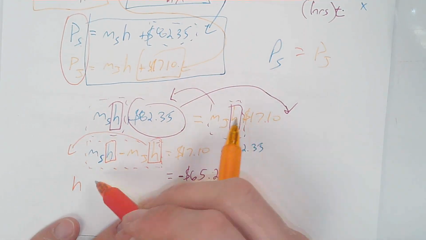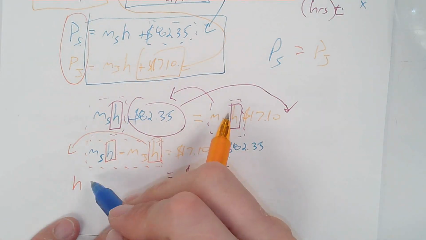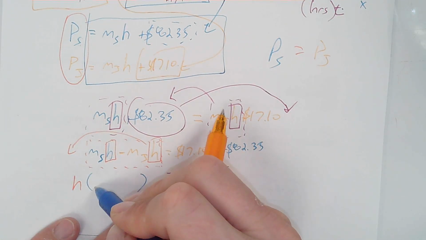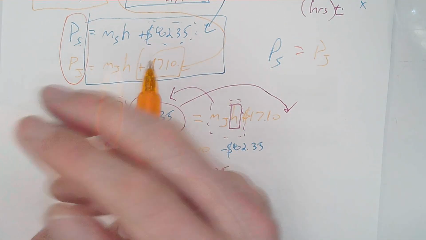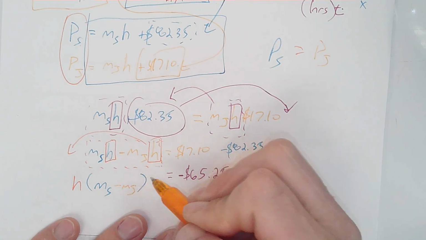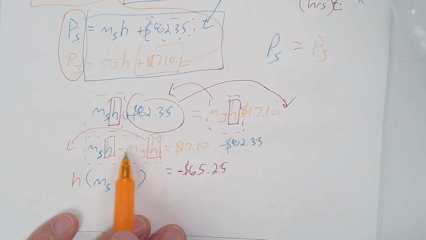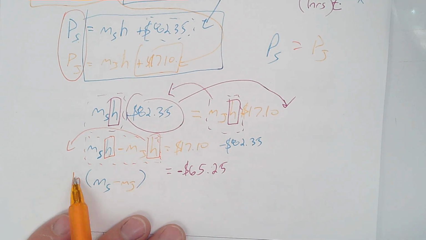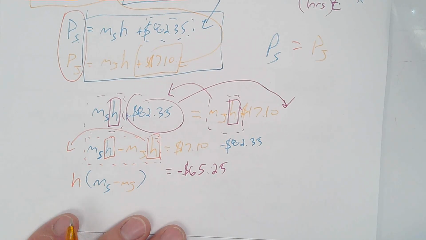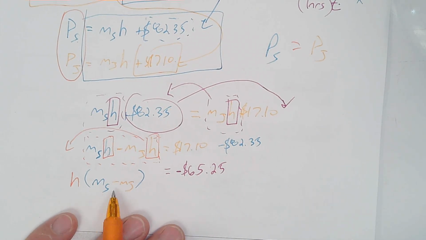I'm going to take each one of these H's and take it out. H times my slope of my server minus the slope of my jeweler. Because if I distributed that, what would I get? I would get this, because the H would go to this one and it would go to that one. So now I can treat this entire binomial, the thing inside parentheses, like its own term. I can be like, hey, that's just X, right?